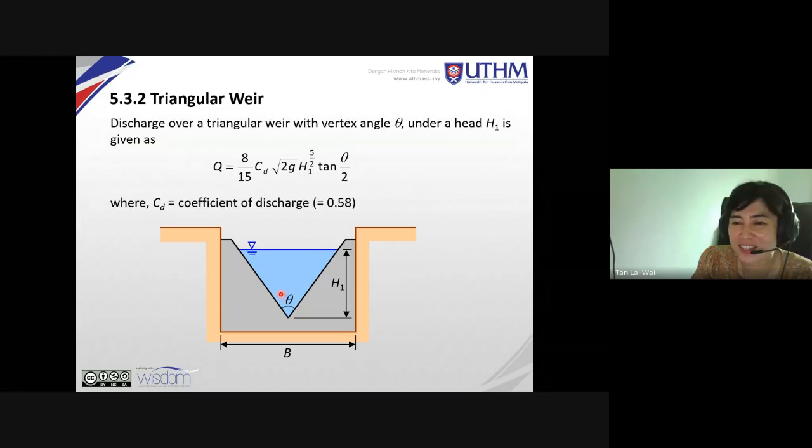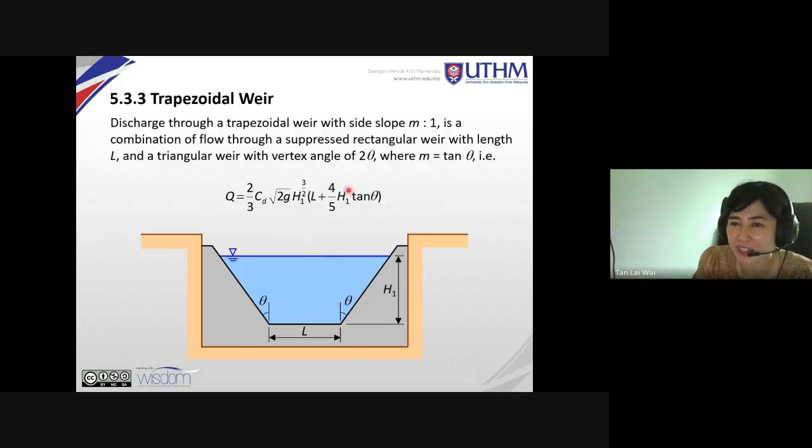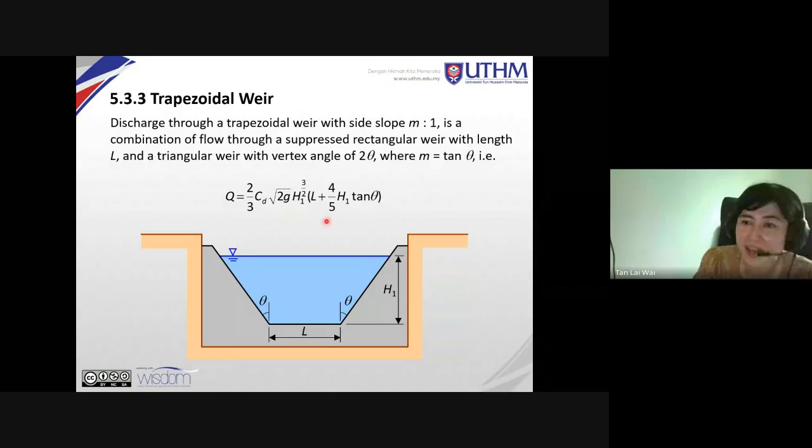Since just now in the trapezoidal case, you have 2 theta. Half of it is theta. In this case, the vertex angle is theta. Half of it is theta too. That's why I said the trapezoidal formula is actually the combination of the rectangular formula as well as the triangular formula. You get this trapezoidal formula.